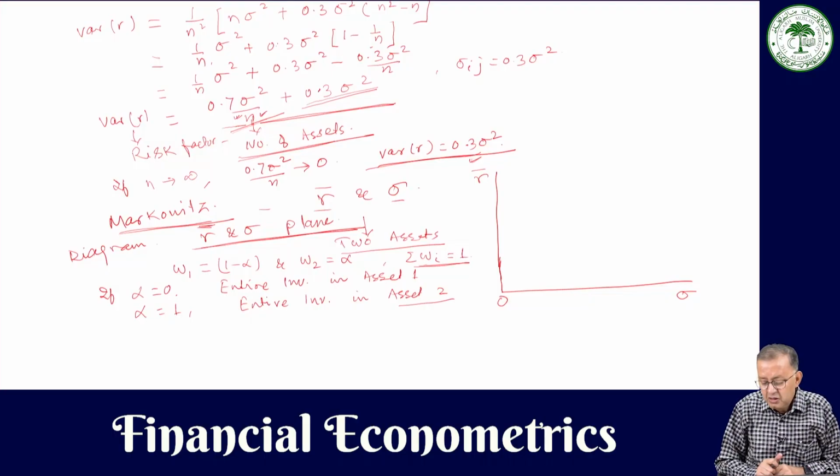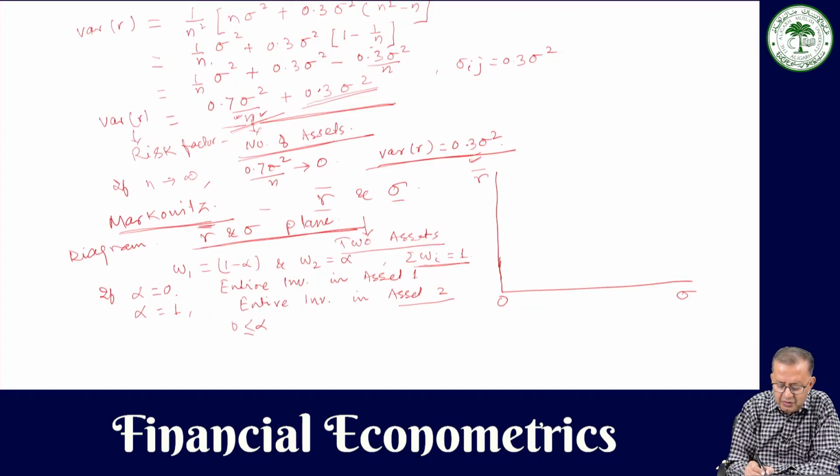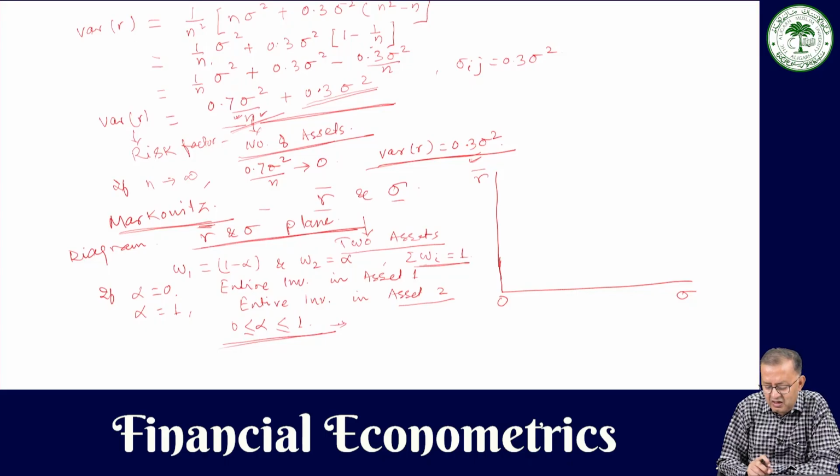So what will be the path of the two assets? How much of asset 1 and how much of asset 2 will be purchased? This depends upon the value of alpha, and the value of alpha will lie between 0 to 1. So between 0 to 1, the path will be decided by whether alpha is equal to 0.1 or 0.2 or 0.3 or 0.6 or 0.7 or something like that. So this will be decided by this path.